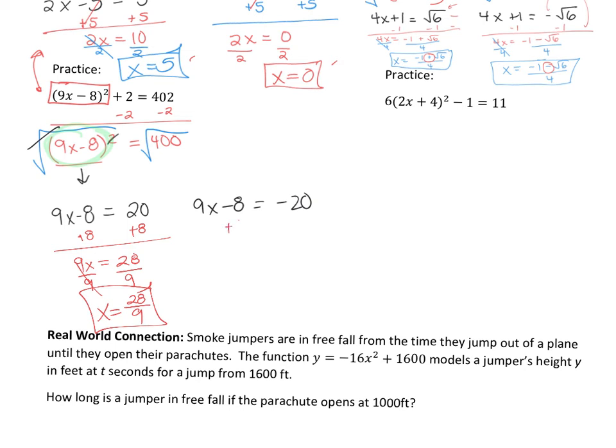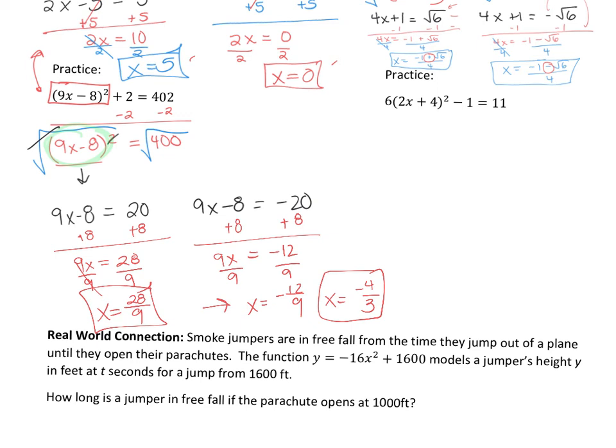I'm then going to do the same thing on the other side. 9x equals negative 12, divide by 9. Now, here, this can be reduced. Both of these terms are divisible by 3. So you're going to reduce it, and it's going to say negative 4 over 3. If you left it like so, that's okay. I just wanted to show you that it is reducible.